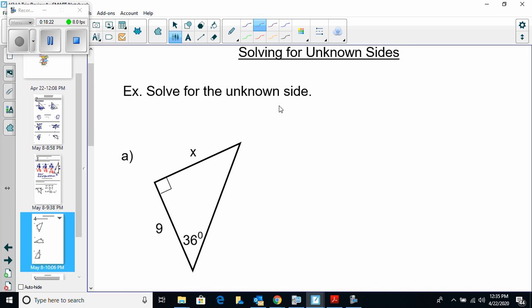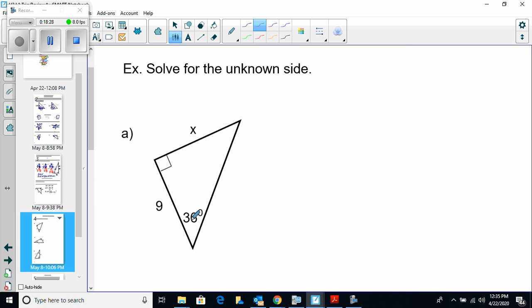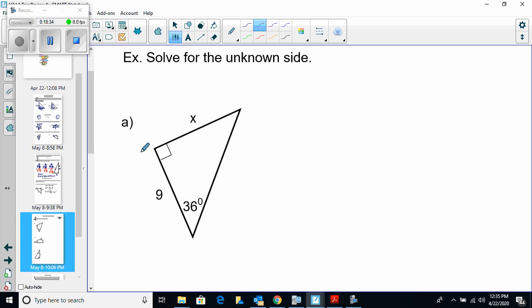Now let's take a look at the other one, when we have to solve for the unknown side. So we have the angle and we have one of the sides. Before we move to finding the side, we have to label the sides. The side that is opposite to the angle is the x. So this side here will be the opposite side, and the other side will be adjacent. So the trig ratio that relates the two sides that we are dealing with, SOH CAH TOA, is tangent.